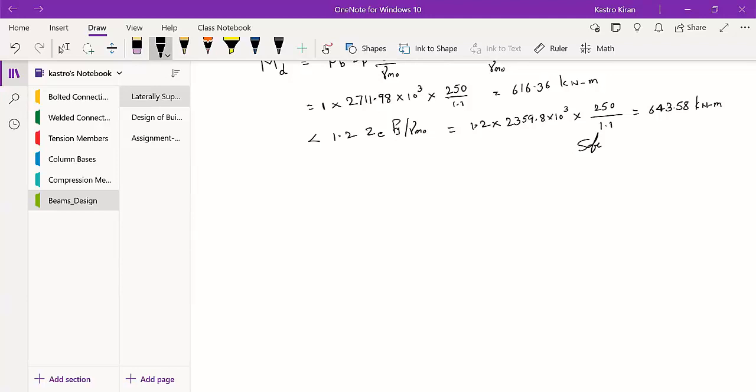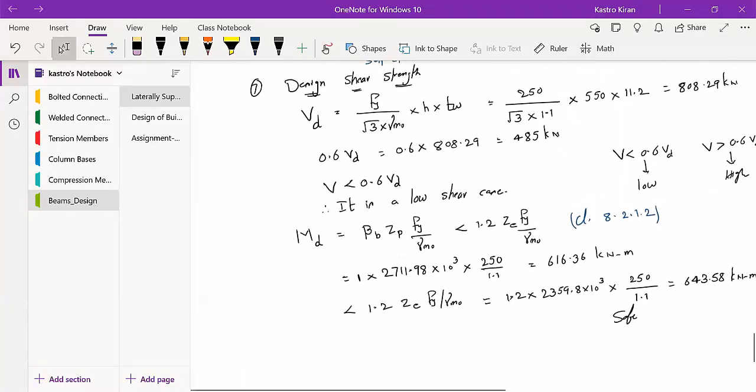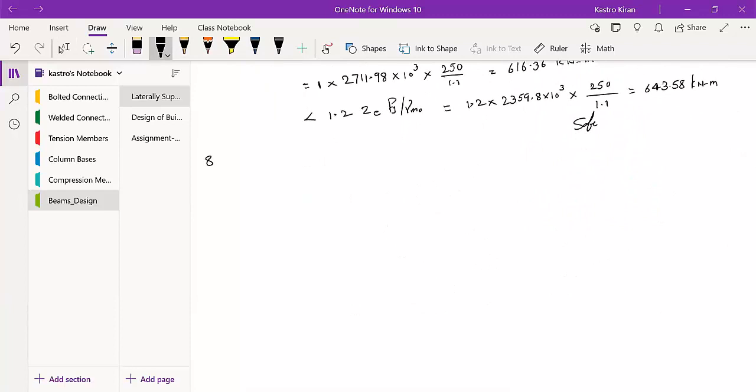And also the value of M is greater than MD, so it is also in safe condition. What is the value of M? It is the factored bending moment, which is 590 point, sorry, this condition is not required here. So anyways, the MD value is calculated and it is in safe condition. So now the next step which you have to solve for is check for deflection.